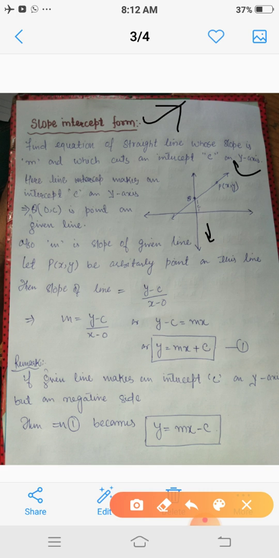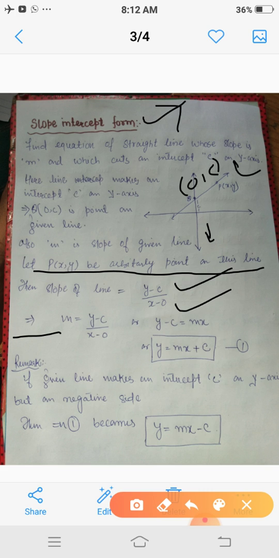So when it cuts at c units from the origin, the coordinates of Q, where this line intersects the y-axis, are 0 c, because any point on the y-axis is of the form 0 c. Also its slope is m. Let P of x y be an arbitrary point on this line. The slope of this line which passes through Q of 0 c and P of x y is given by y minus c upon x minus 0. But the slope of this line is m, which implies that m equals y minus c upon x minus 0, or by cross multiplication y minus c equals mx, or y equals mx plus c.